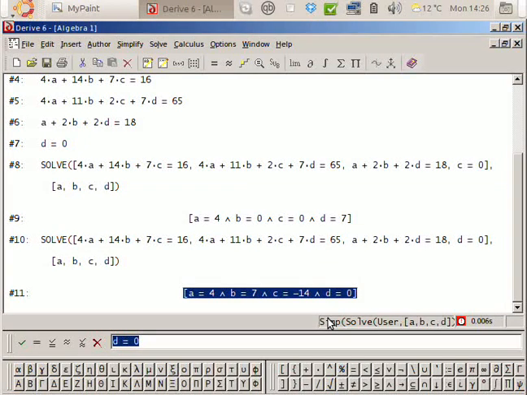The A is the same for both. A is 4 for both. In the first case, B was 0, and here B is 7. C is 0, and here C is minus 14. D is 7, and here D is 0. So I get two possible answers. Okay? Which one do you choose?